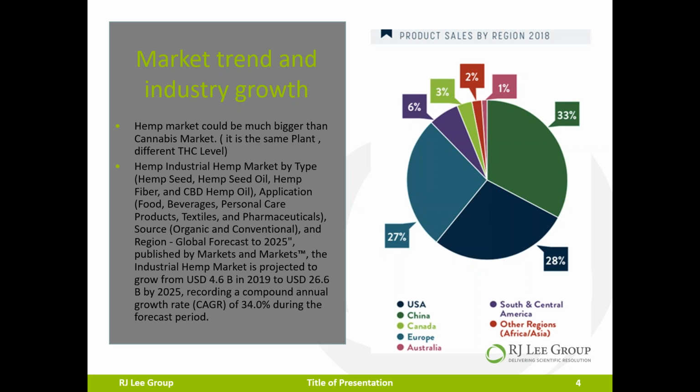Some of the things we could get out of the hemp industry are hemp seed, hemp oil, hemp fibers, and CBD or CBD hemp oil, and the applications are wide. They could be used in food, beverage, personal care products, textiles, and pharmaceuticals. It is estimated that the market for hemp in the next 4 or 5 years is going to be five times higher. The hemp market in 2019 was close to 4.6 billion, and it is estimated to be up to 26.6 billion by the year 2025.